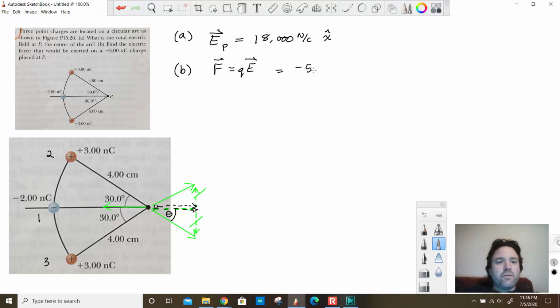A negative 5 nanocoulomb charge, and we're placing it at point P where we have 18,000 newtons per coulomb. Of course, we have to preserve our vector there. And so we know that this is going to have a negative force, which makes sense, right? Because it's a negative charge, it should go the opposite direction of the E field there. And that provides us with 9.00 times 10 to the negative 5 newtons.